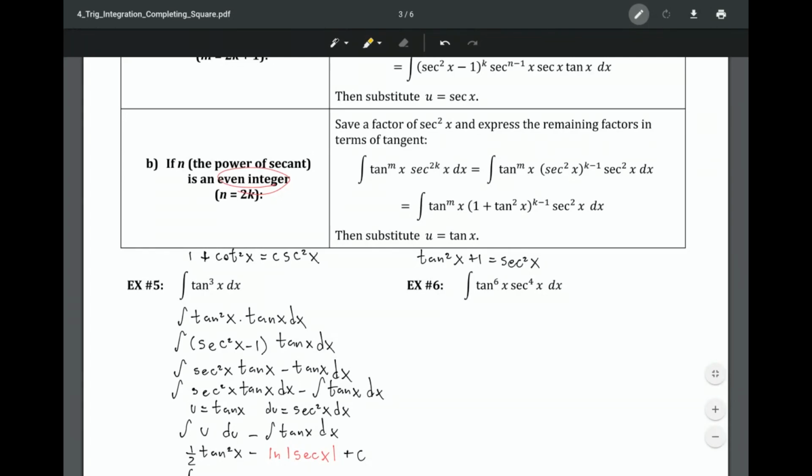So if the power of the secant is an even integer, then we're going to try to split up that secant. So here's how we do it.